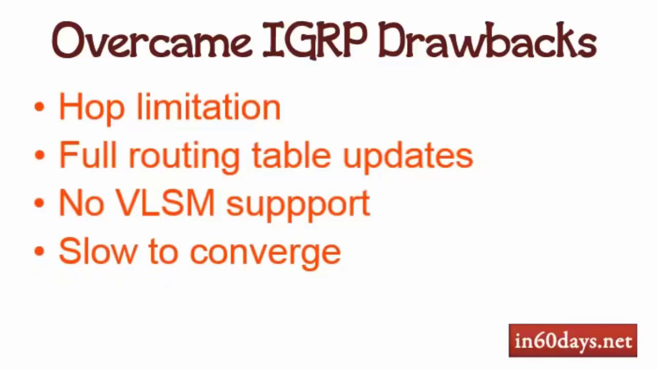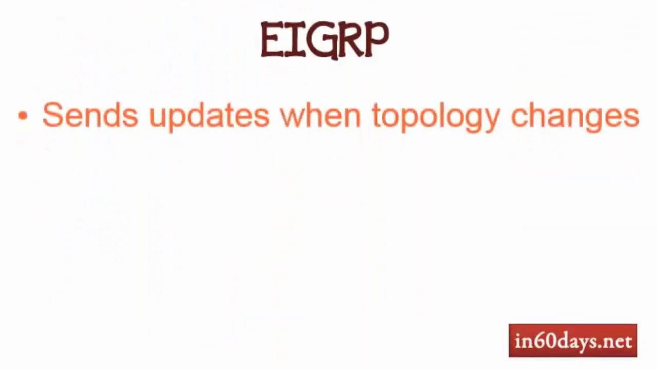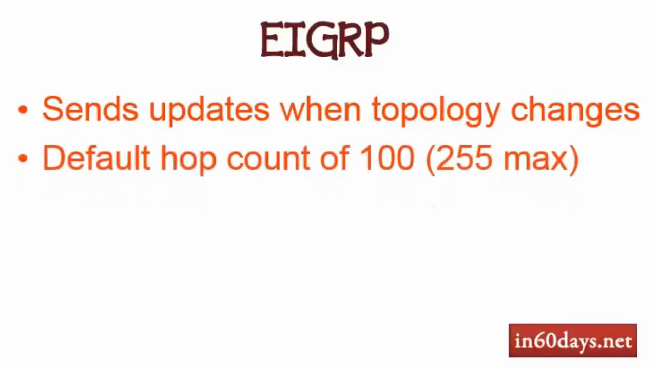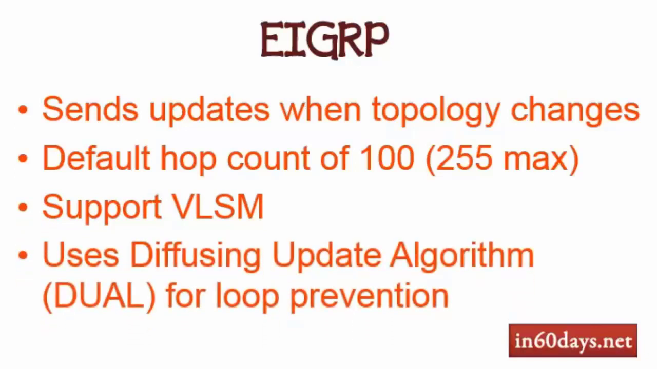But then again, you've got to bear in mind that when IGRP was designed, networks were very, very much smaller than they are nowadays. Also, a lack of loop prevention caused problems. EIGRP sends updates when the topology changes. Default hop count of 100 devices, but you can tune that to 255 as a maximum. It does support variable length subnet masking. And at the core of EIGRP is a diffusing update algorithm known as DUAL, and this is used for loop prevention.